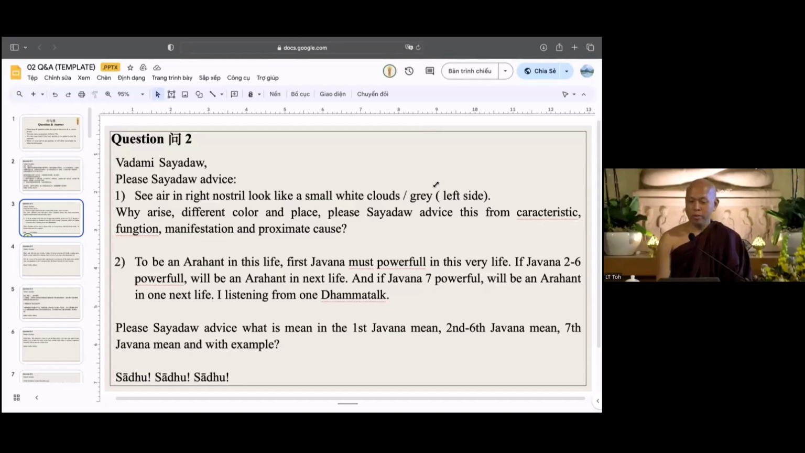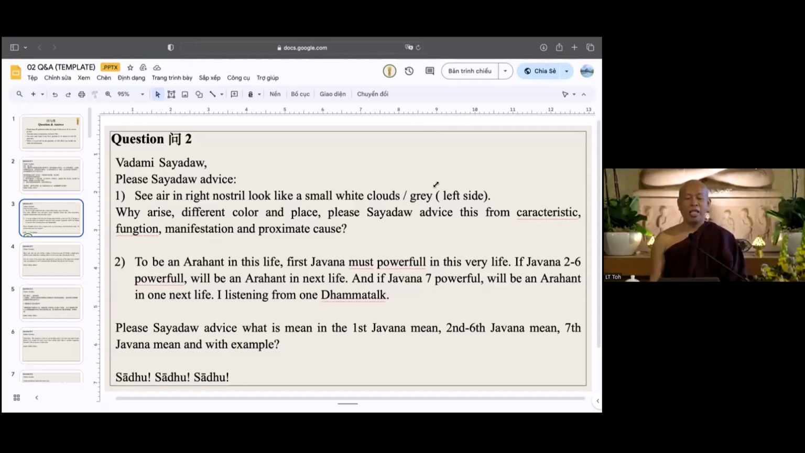Question 2. To be an arhat in this life, the first jhana must be powerful in this very life. If jhana 2 to 6 is powerful, one will be an arhat in the next life. And if jhana 7 is powerful, one will be an arhat in one more life. I heard this from a Dharma talk. Please advise what is meant by the first jhana, second to sixth jhana, and seventh jhana, with examples. Sadhu, sadhu, sadhu.